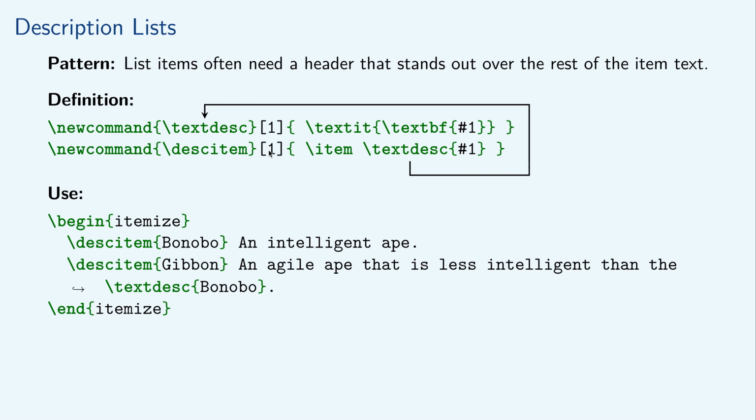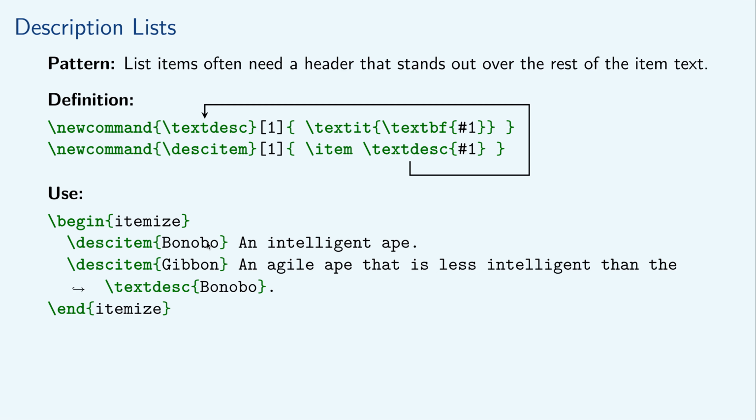And that means that when I write this in my LaTeX code afterwards, now that I have defined text description item, then I say, okay, Bonobo, that's our header. And then I write something about that. I can also have a header called Given, and I write something about that. And what I do here is that I want to refer to this particular header by name.